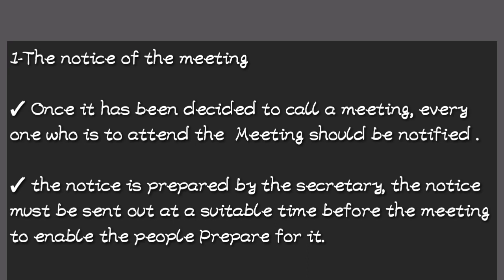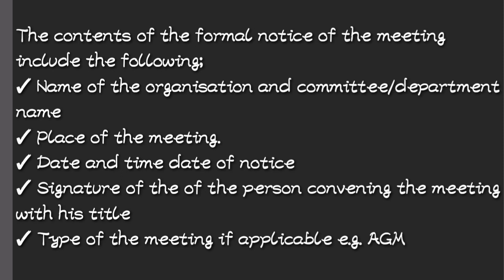The agenda can be sent with a notice to enable people to research about the issues to be discussed in the meeting. So let's look at the contents of a formal notice of the meeting. A formal notice of the meeting includes the following. First is the name of the organization, and then the committee or the department name. Then the place of the meeting, date and time of notice, signature of the person convening the meeting with his or her title, then the type of meeting if applicable.